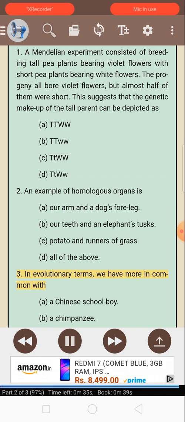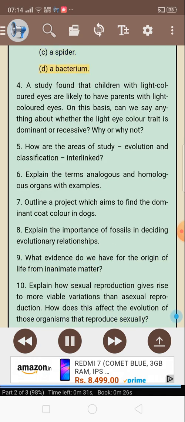3. In evolutionary terms, we have more in common with A. a Chinese schoolboy. B. A chimpanzee. C. A spider. D. A bacterium. 4. A study found that children with light-colored eyes are likely to have parents with light-colored eyes. On this basis, can we say anything about whether the light eye color trait is dominant or recessive? Why or why not?